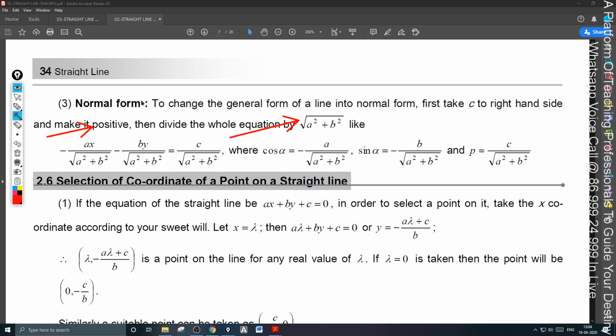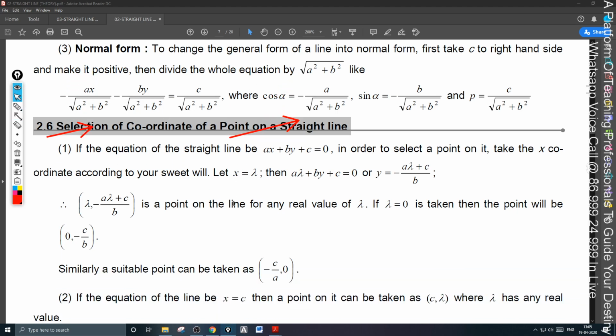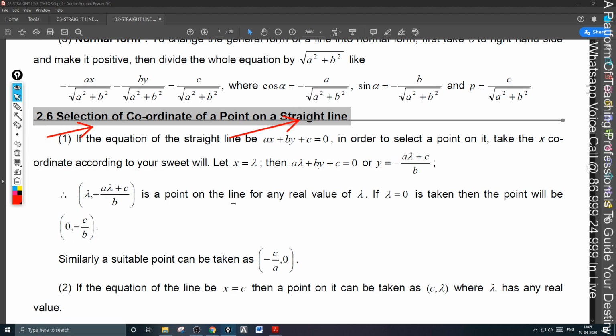Now, in the different forms we are left with the symmetric form. Symmetric form I will discuss in the next session because it is very important, and as well we don't get the idea when we are solving the problems that are related to that. That is why I will explain it thoroughly. Selection of coordinates of a point on a straight line, this I will discuss in the next session.